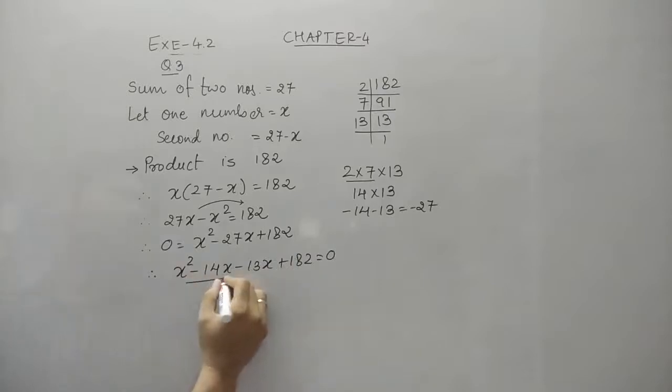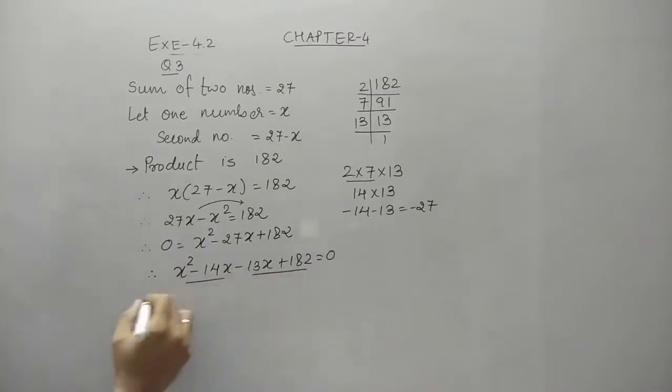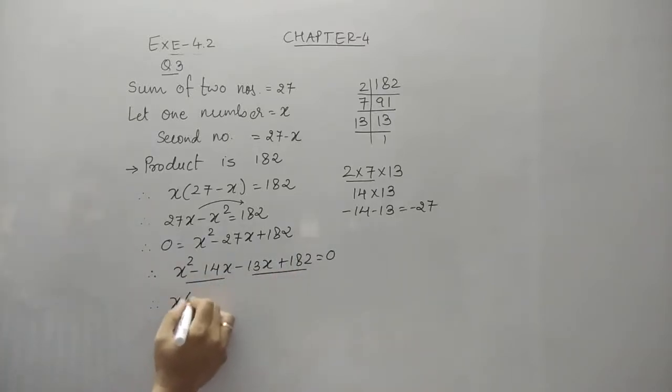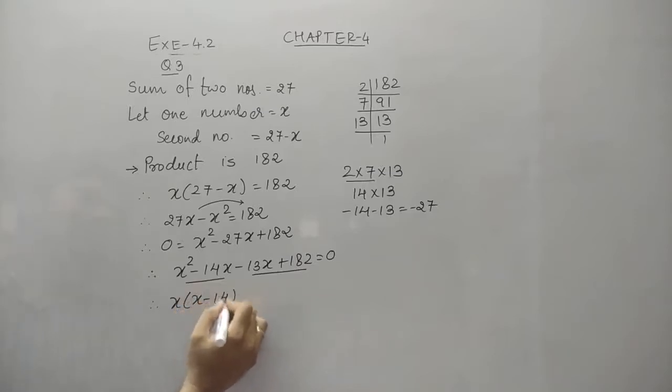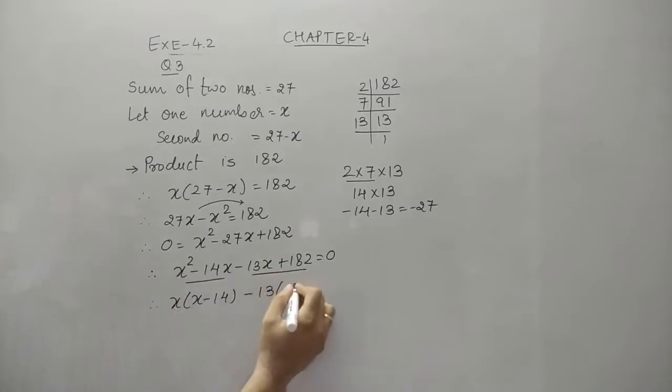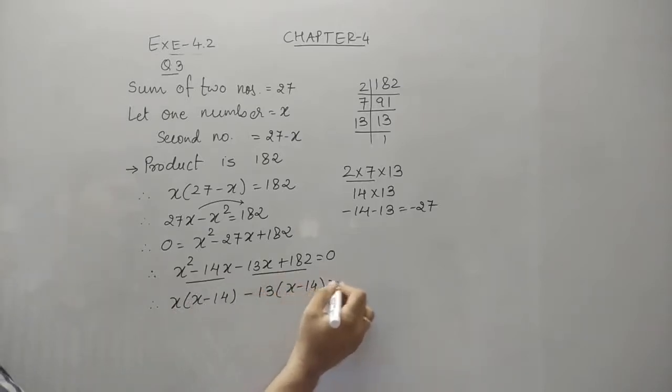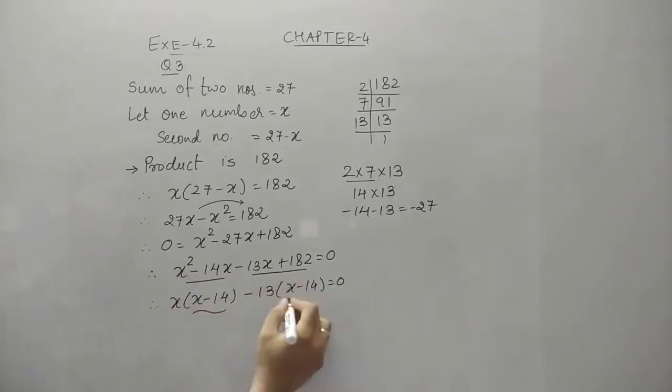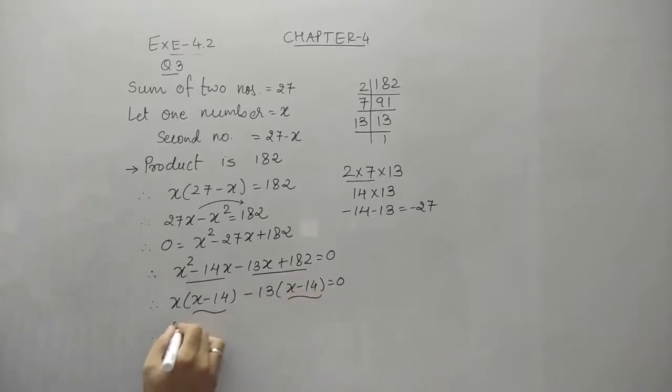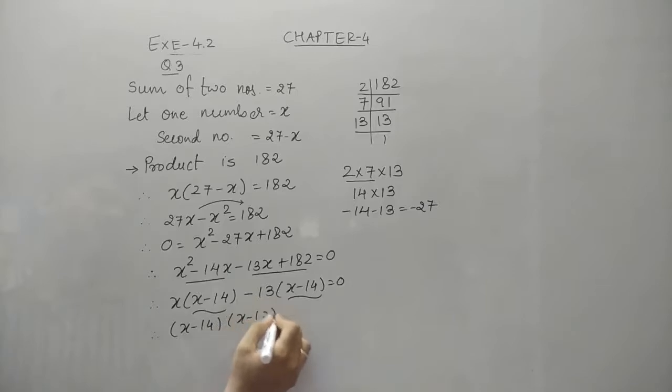I'll take out common from the first two and last two terms. The common term is x, so that is x minus 14. The third term sign is minus, so it must be minus 13 common, x minus 14. Remember, both the brackets must be equal, and they are. So one factor is x minus 14 and another factor is x minus 13. So we obtain two answers: x is 14 and x is 13.